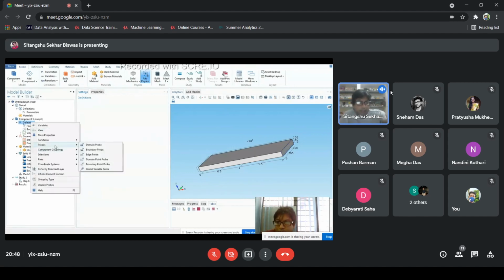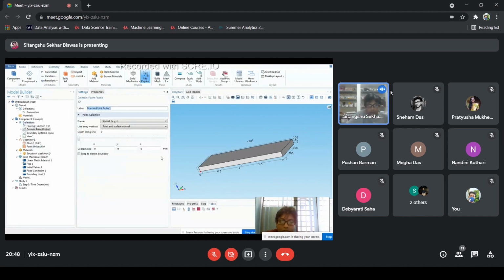Now I am taking a particular probe. It's a domain point probe, and I am finding the vibration there. You can change the coordinates, XYZ is there. By changing it, you can shift the point. And the direction I have taken is the Z direction.